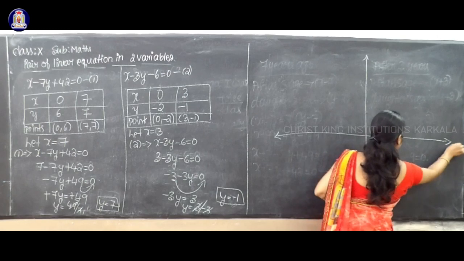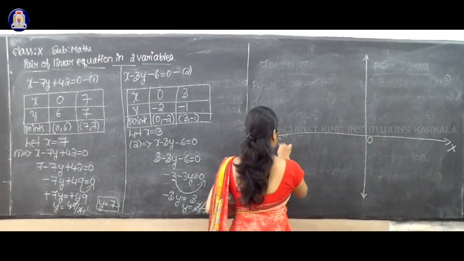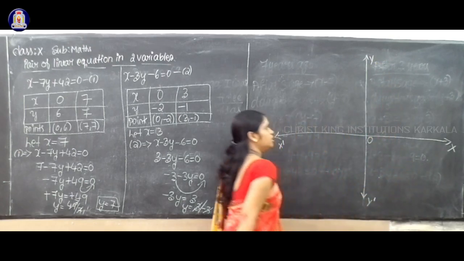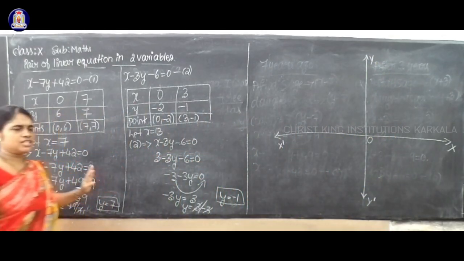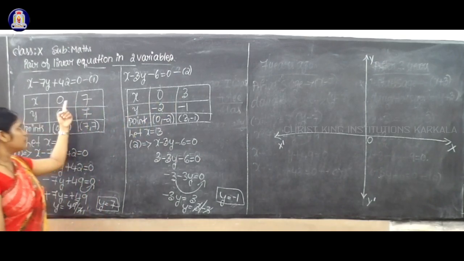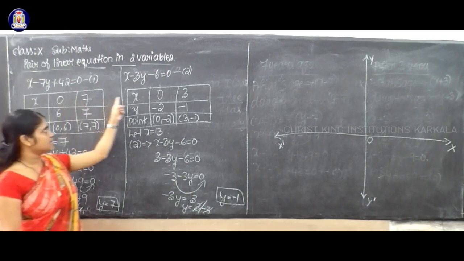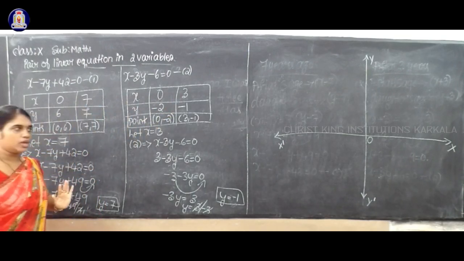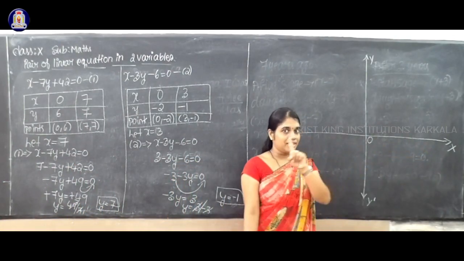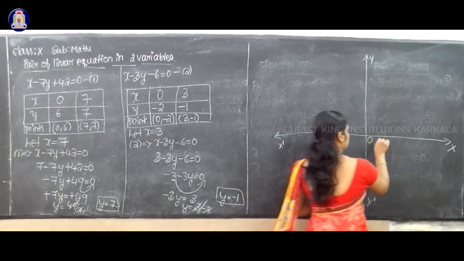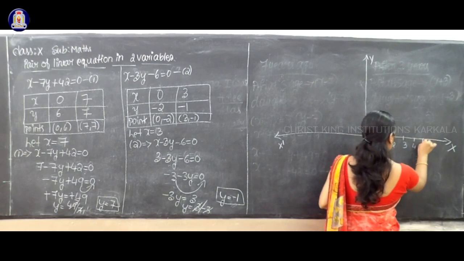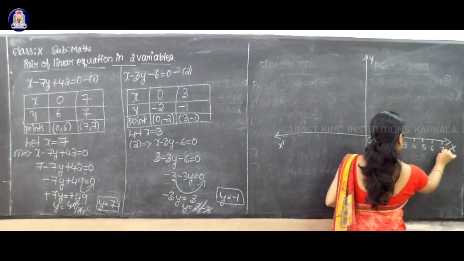This is x, O, x dash. This is y, O and y dash. Okay. So now we'll take the points. Just look at your x axis. What is the highest point here? Highest point is 7, isn't it? Along the x axis, highest point is 7. So therefore consider 7 or 8 points on the x axis. Okay, but take 1 centimeter. 1, 2, 3, 4, 5, 6, 7.